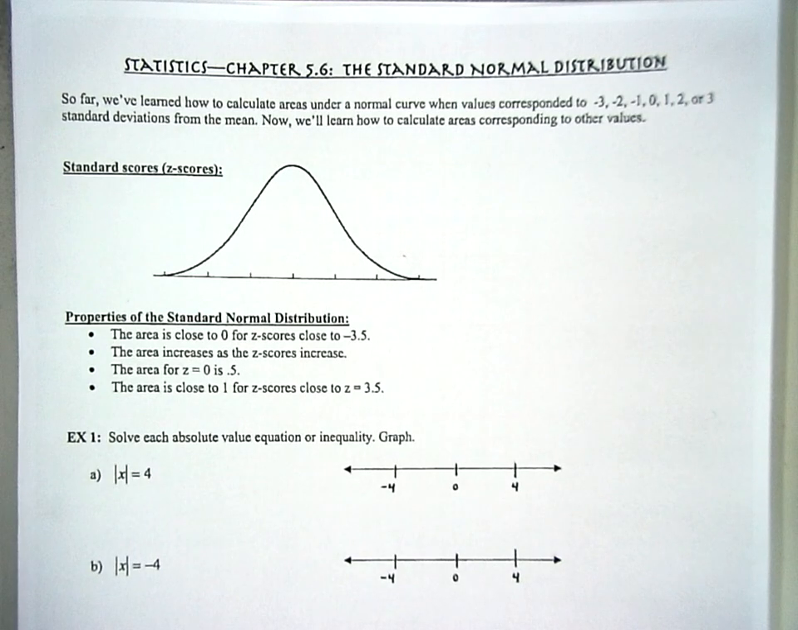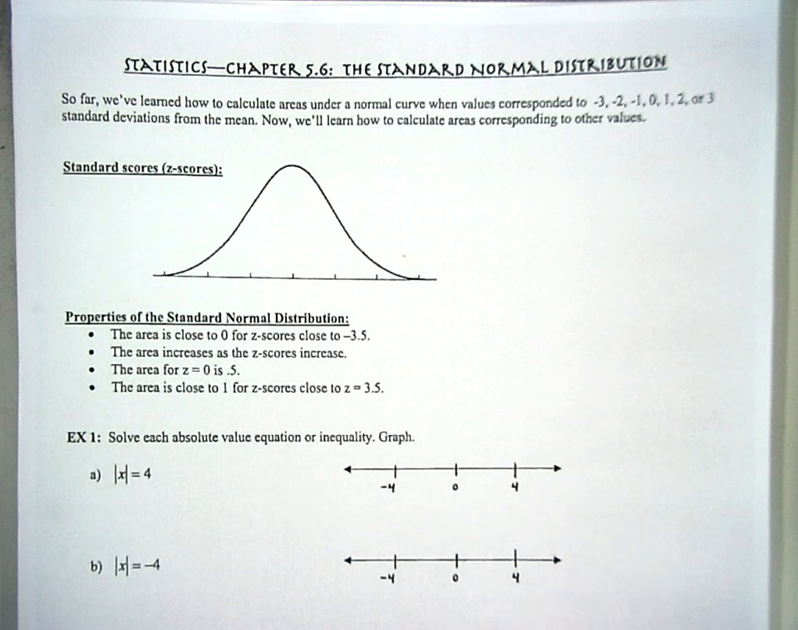So far, we've learned how to calculate areas under a normal curve when the values corresponded to integer values. So -3, -2, -1, 0, 1, 2, or 3 standard deviations from the mean. So now we're going to learn how to calculate the areas that correspond to other values.